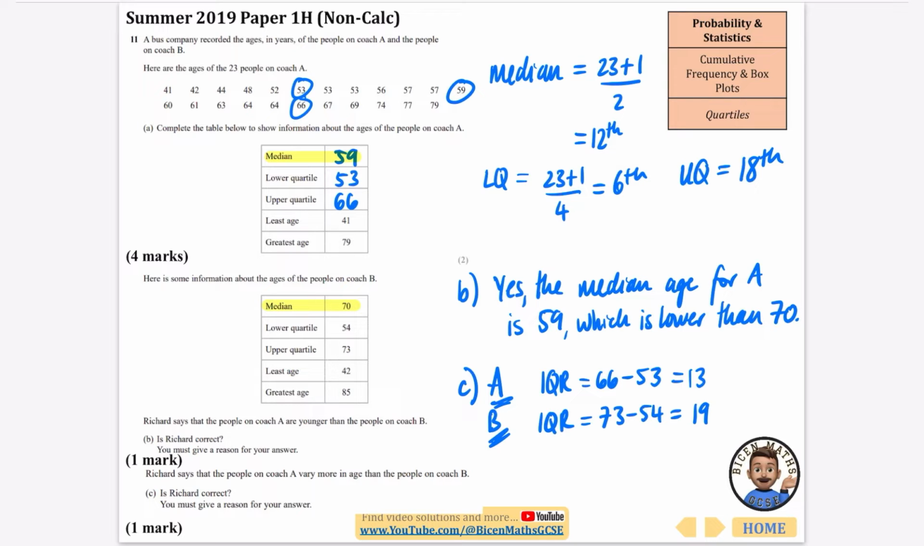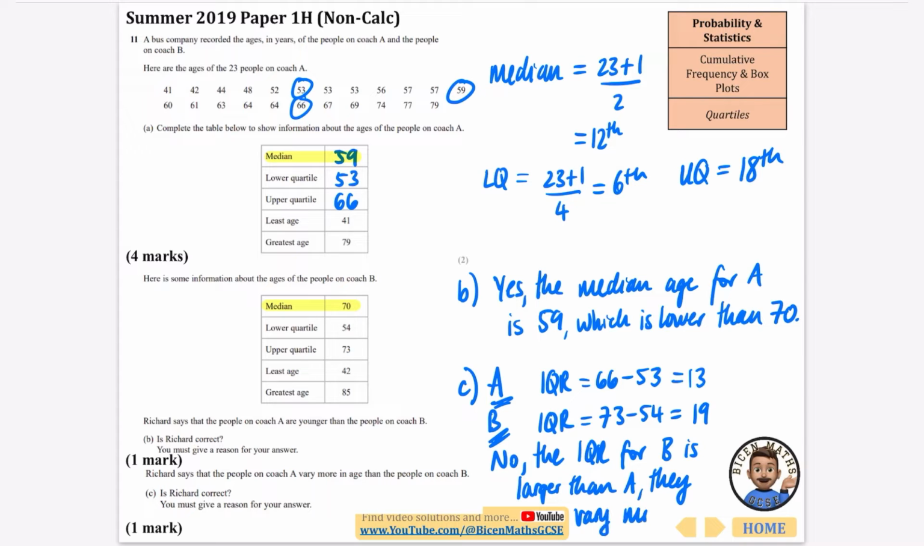Yep, that's right. So Richard says that they vary more in age than the people on coach B. Well, actually, Richard is wrong, because the interquartile range here is larger. So I'm going to say, no, Richard is wrong. The interquartile range for B is larger than A. In other words, they vary more.